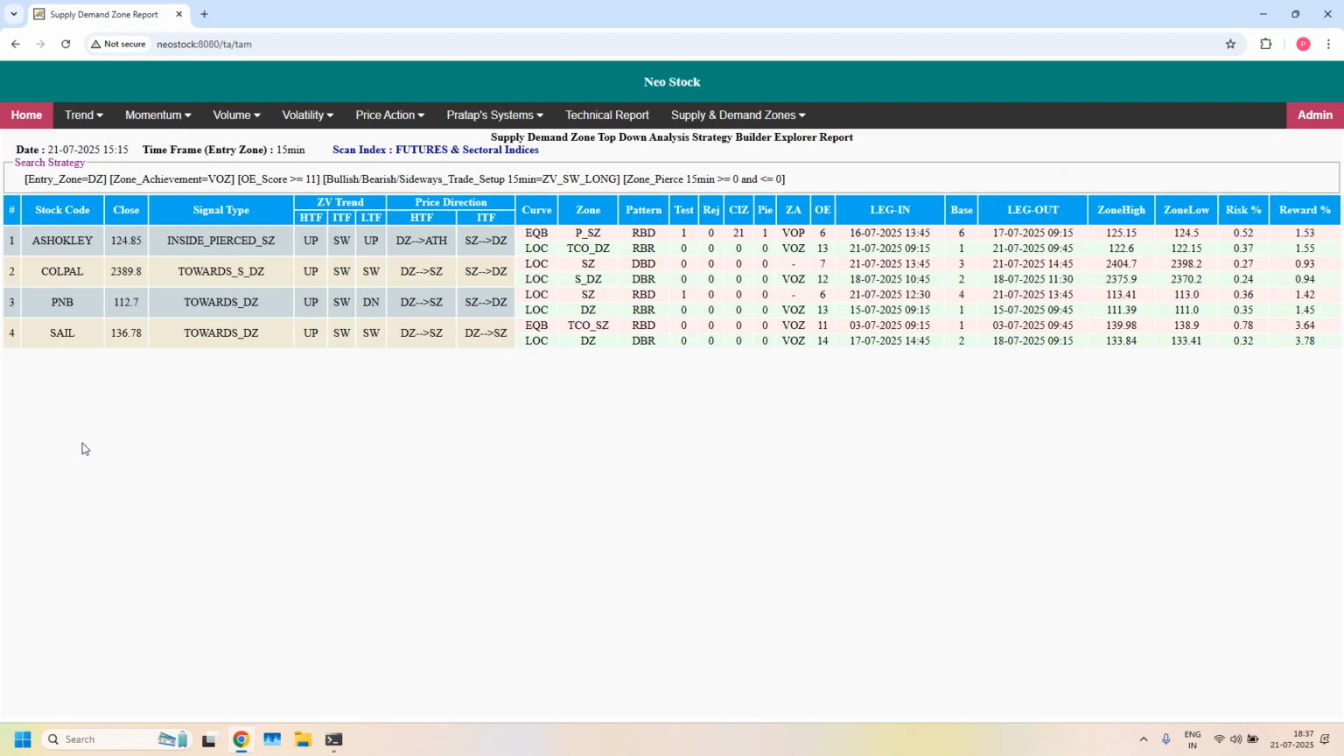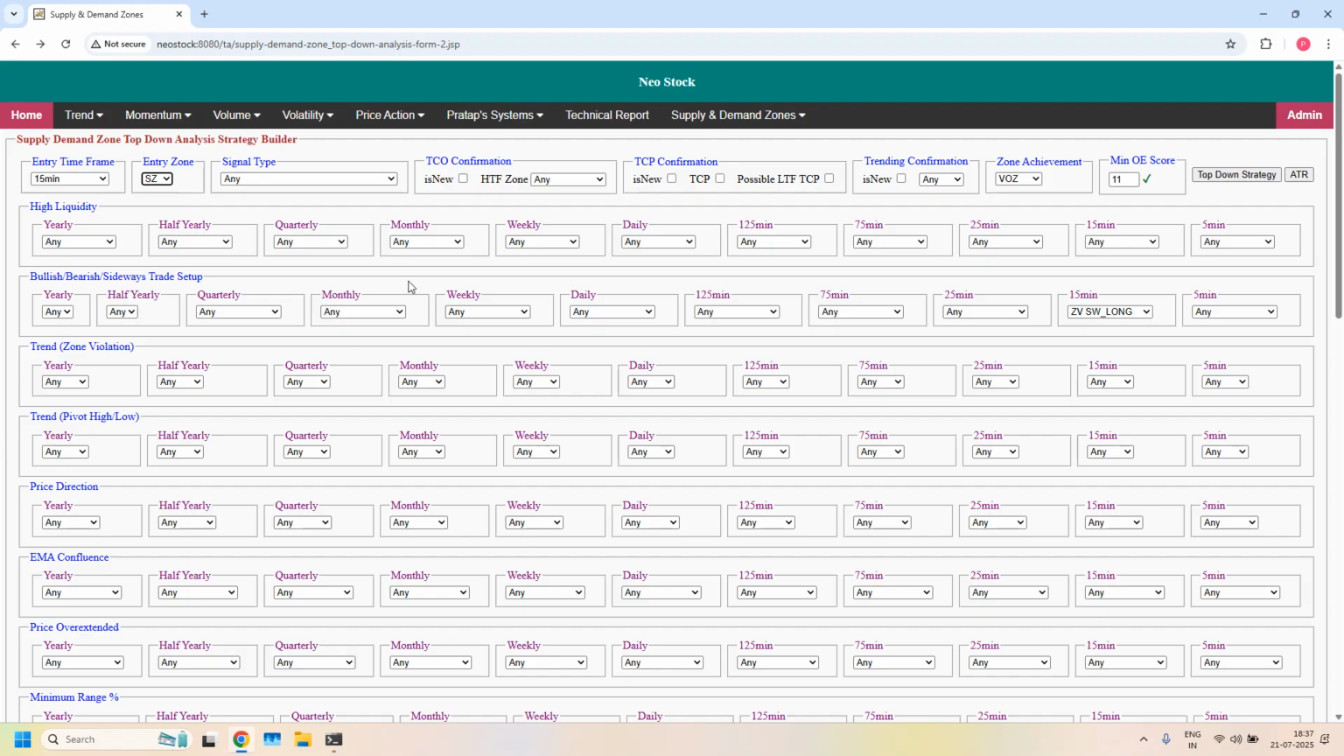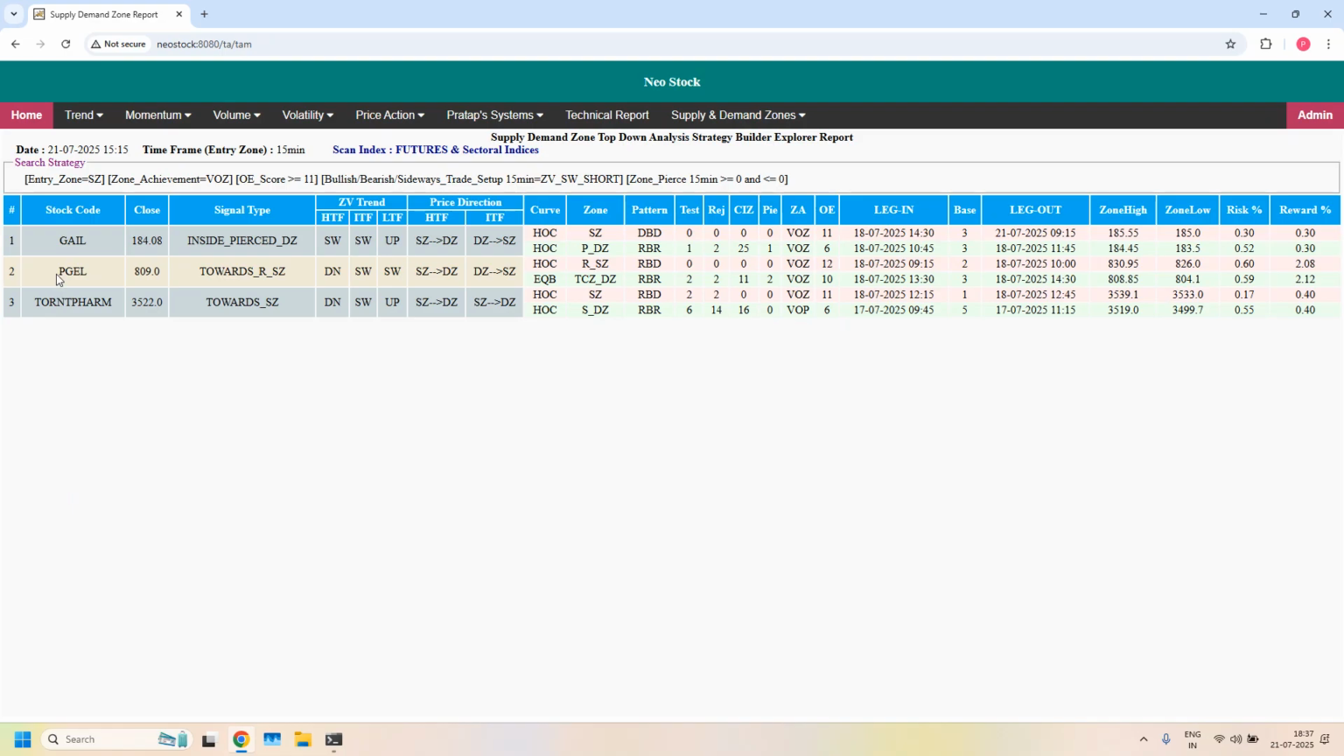We got 4 stocks supporting sideways long trade setup for daily income trade. Entry time frame zones are 15 minutes demand zones. 4 stocks we got. Okay, next sideways short trade setup for daily income trade. The changes are 15 minutes supply zone and one more change, sideways short. Now all the 3 filters are applied to 15 minutes supply zone. We got 3 stocks. Entry time frame zones are 15 minutes supply zones.